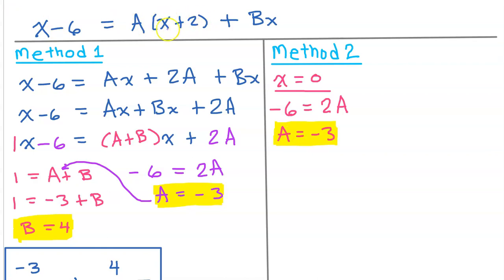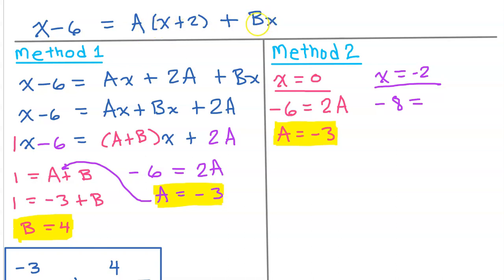The first term will disappear if I let x equal -2. So let's let x equal -2. On the left side, we have -2 minus 6. So that's -8 equals. And then -2 plus 2 is 0. 0 times a is 0. So that's why this term is gone.